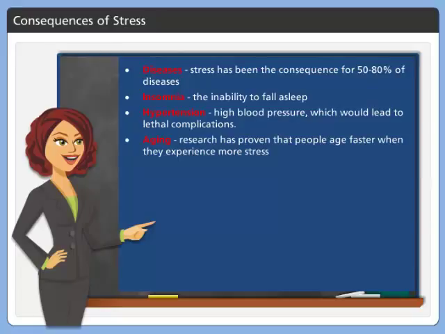Consequences of stress. Diseases. Stress has been the consequence for 50 to 80% of diseases. Insomnia. The inability to fall asleep. Hypertension. High blood pressure, which would lead to lethal complications. Aging. Research has proven that people age faster when they experience more stress.